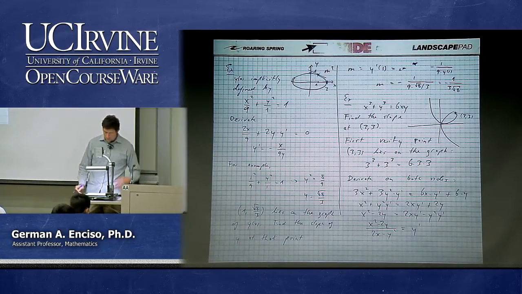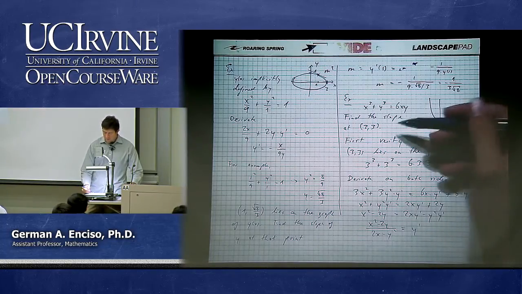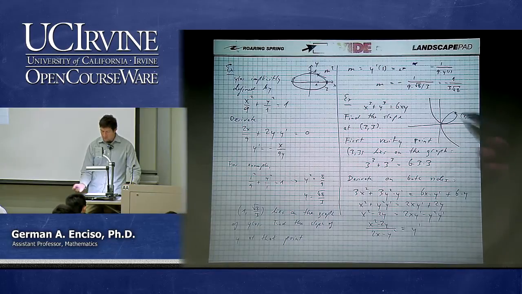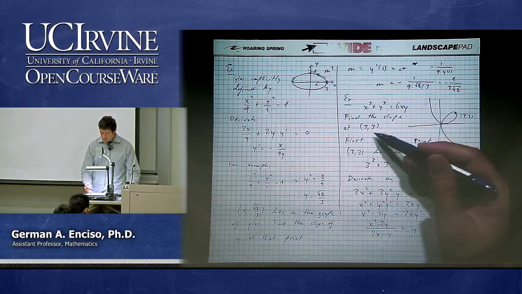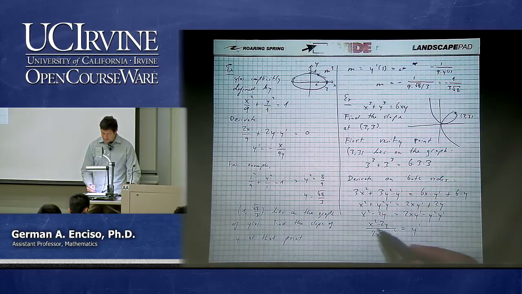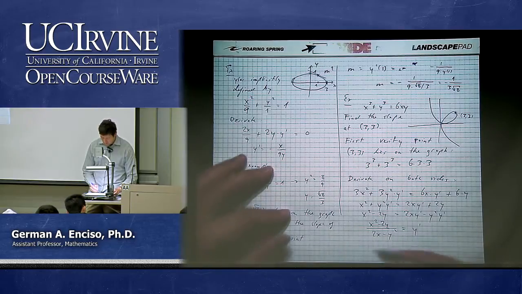Awesome. So now you might think, well, what's this useful for? Well, remember, what we're trying to do is to find the slope of this graph at the point (3, 3). So we defined our function y of x implicitly using this formula. We derivated on both sides, and now we know the derivative. But what do we do with this expression? Well, we know that the point (3, 3) is on the graph. In other words, we can plug in x equals 3 and y equals 3, and we get the slope at (3, 3).